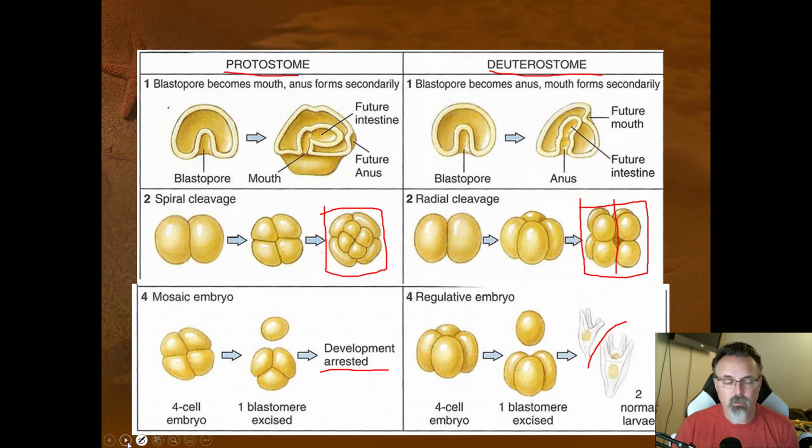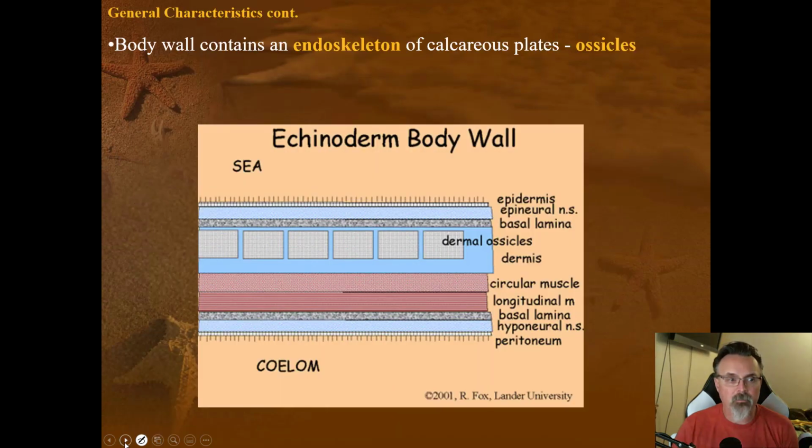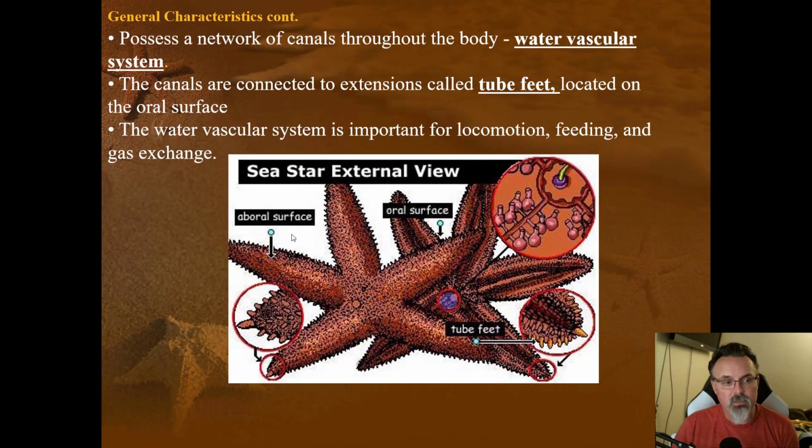So those are the first two characteristics. One is pentaradial symmetry, and the second one is deuterostome development. Now the third one here is that they have an endoskeleton. They actually have an internal skeleton of calcium, just like we do. We call them ossicles. Ossification is the term for the formation of bone, and these dermal ossicles, you can see they sit right here, in the dermis.